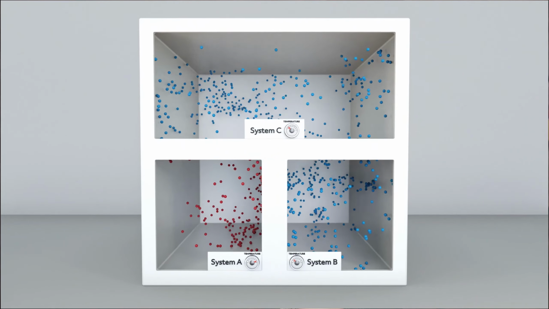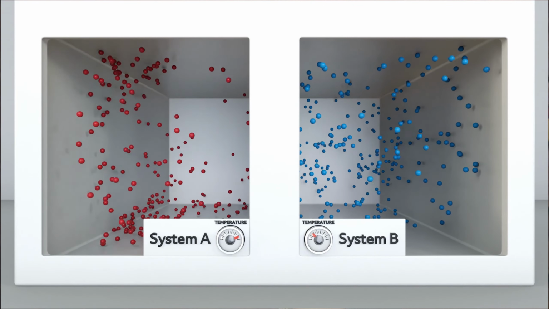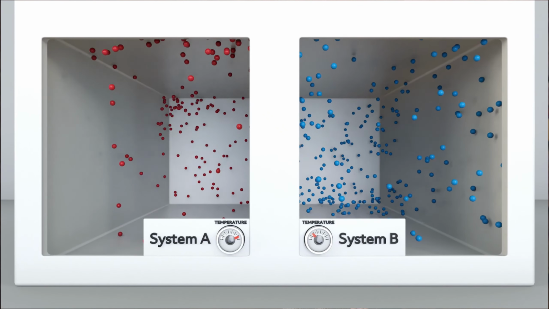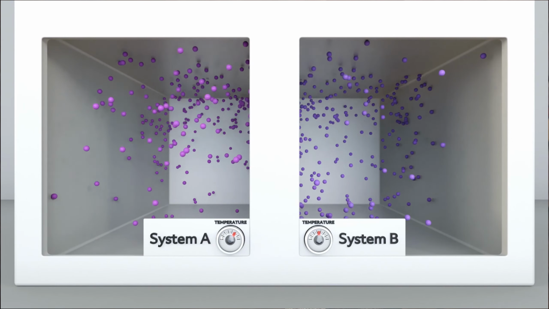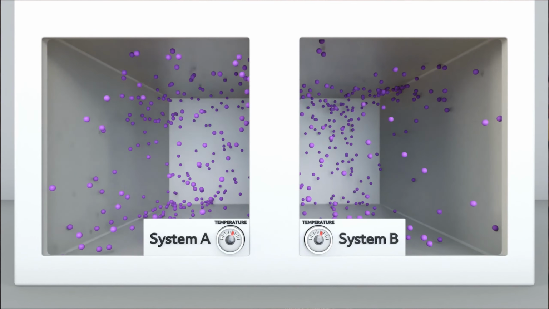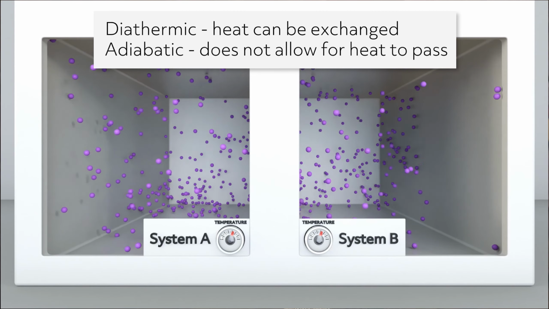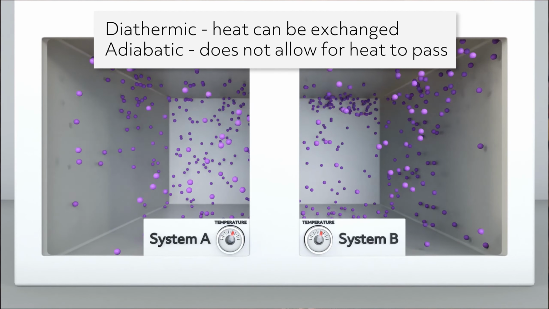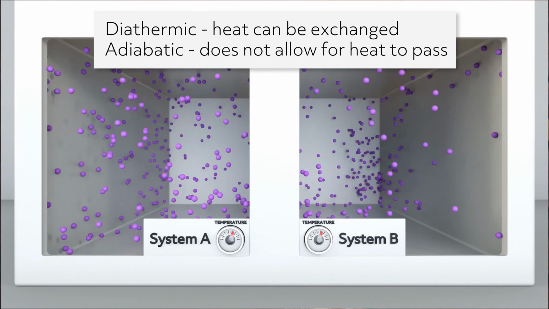So, what does the 0th law actually state? Let's take a look. Let's say that you have 2 systems, A and B, that are connected to each other with some sort of barrier between them. Well, the heat or energy of A will transfer over to B, or vice versa. The energy of B will transfer over to A. This is assuming that the wall is diathermic, meaning that heat can be exchanged, as opposed to an adiabatic wall, which would not allow for heat to pass.